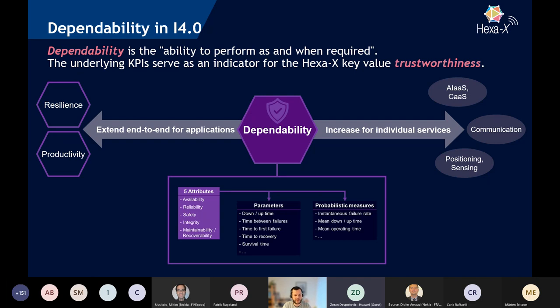The underlying KPIs for dependability, so attributes like availability, reliability, and so on, serve as an indicator for trustworthiness. This is what I already said. So this is also how we can contribute to the quantification of the key value trustworthiness in Hexa-X.